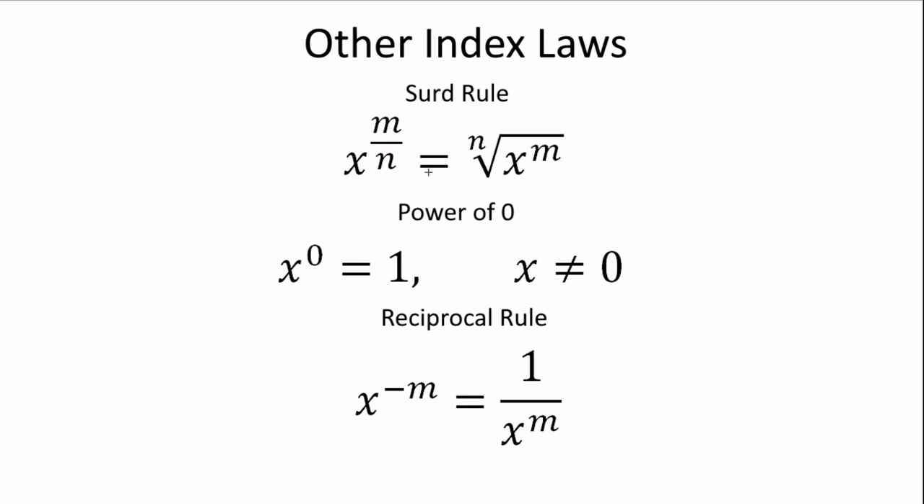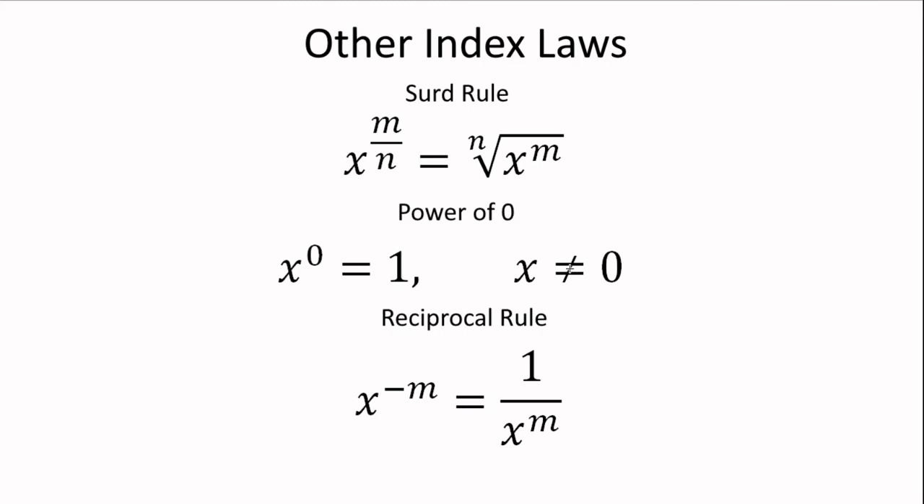Then we have the power of 0 rule, which says that anything to the power of 0 is always equal to 1. Now I put here that x cannot be equal to 0. That is because the value of 0 to the power of 0 is kind of ambiguous. There are a lot of mixed results from that. A lot of people say that you can let it be equal to 1. So in algebra, you could say that 0 to the power of 0 is equal to 1.